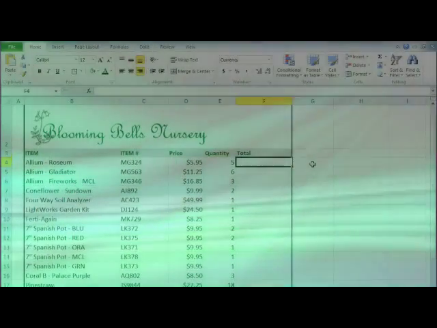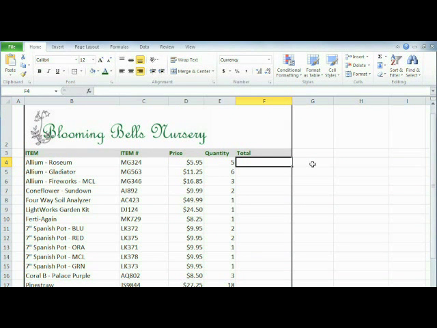Cell references are one of the most important concepts in Excel, and there are a couple of different types that you need to know about: relative references and absolute references.